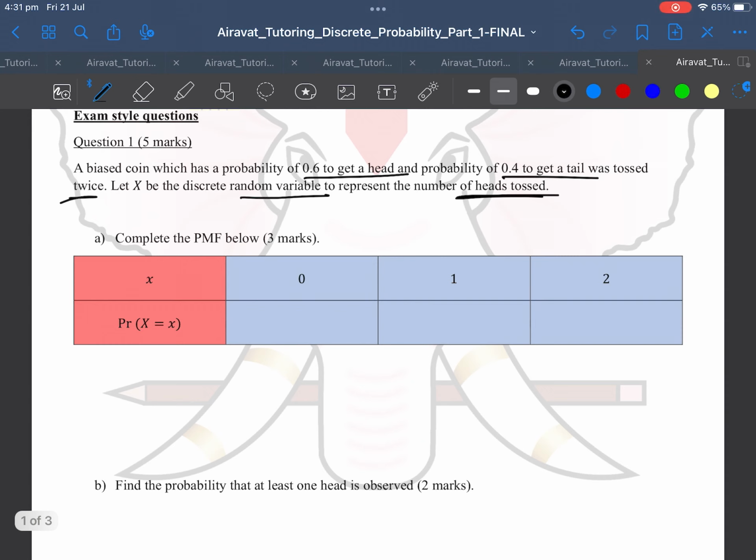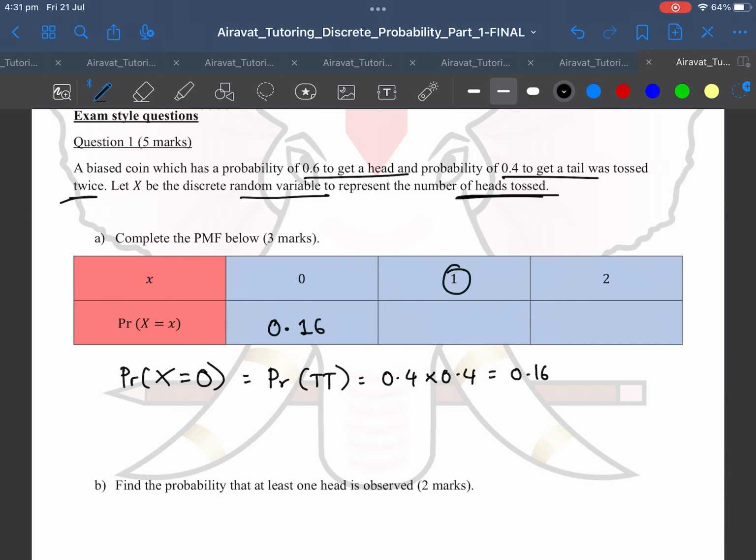Okay, x equals 0. Now what does this 0 mean? That there are no heads tossed in the two tosses. So P of x equals 0 is simply saying find the probability of getting tails both of the times. That would just be 0.4 times 0.4, which is 0.16.